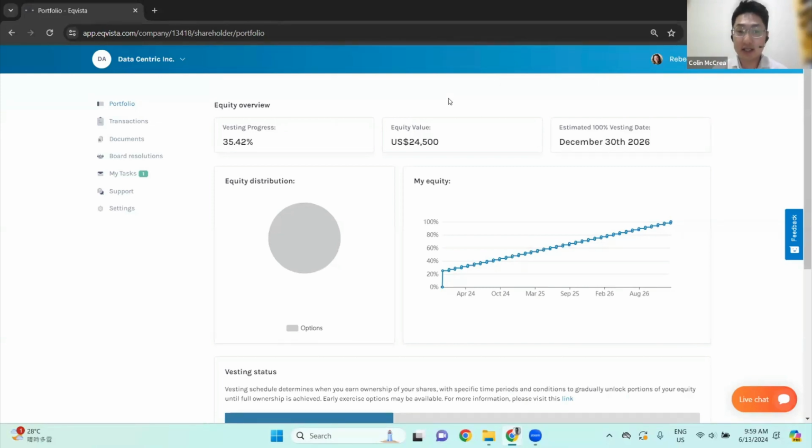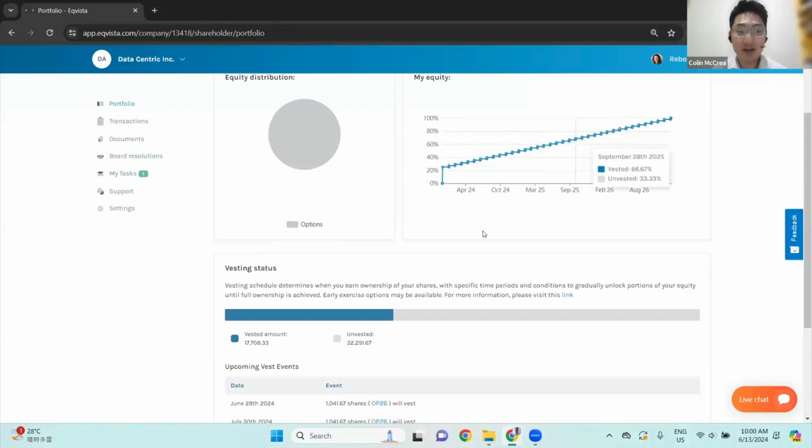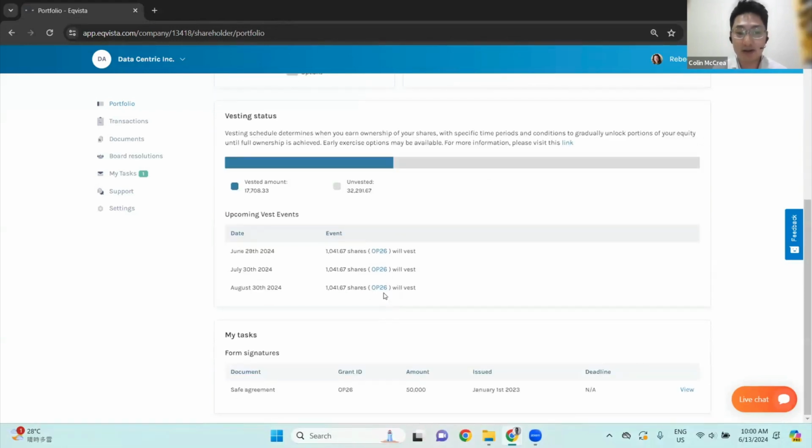So they can actually see what they own, and they have a little bit different UI. For Rebecca, the shareholder, she can see how many options she holds, approximately what the equity value is, and also the vesting schedule here. And then you can see the next events of when the next options will issue. You can also see on the side that you can track her documents. She can track if she has any tasks where she has to sign something or do something on the platform.